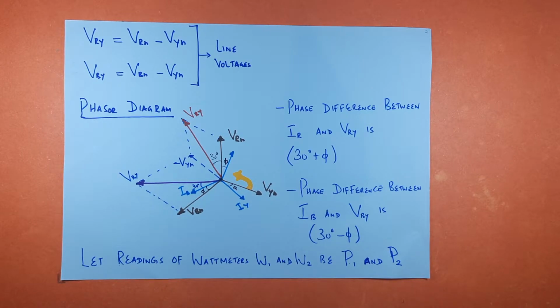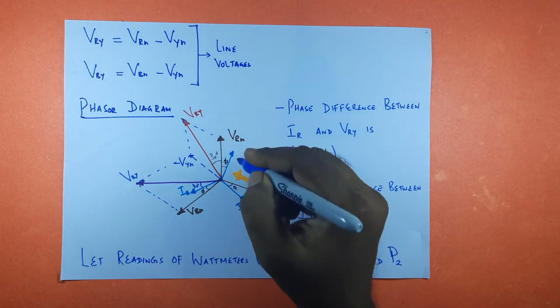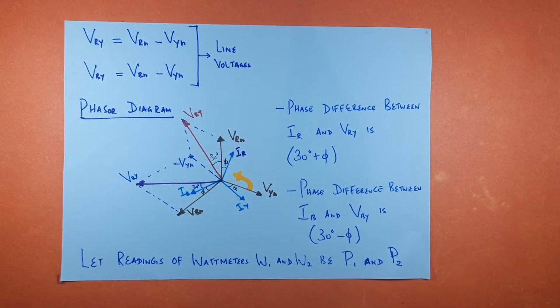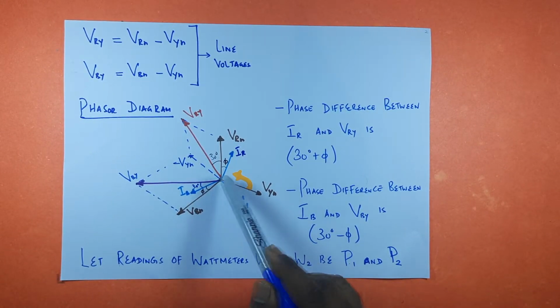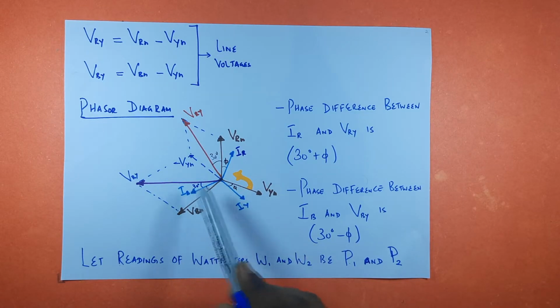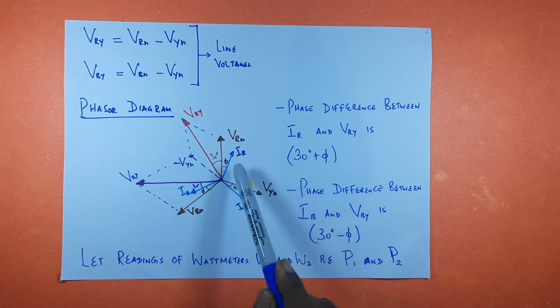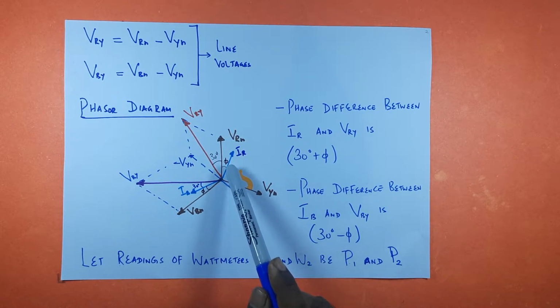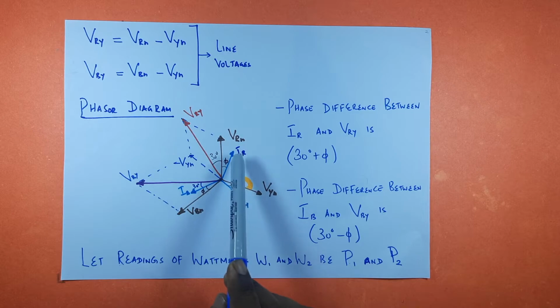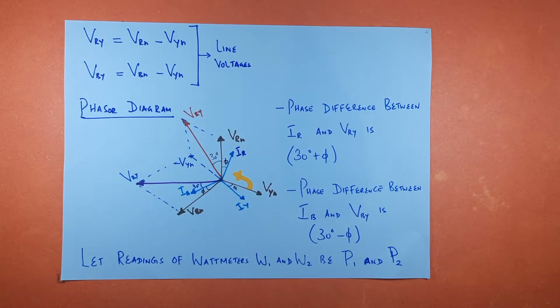Whereas IR, IY, IB are the phase currents. And again, IR, IY, IB are displaced from each other by 120 degrees. Okay. So phi is the phase angle. It is the angle between the phase voltage and the phase current, right?